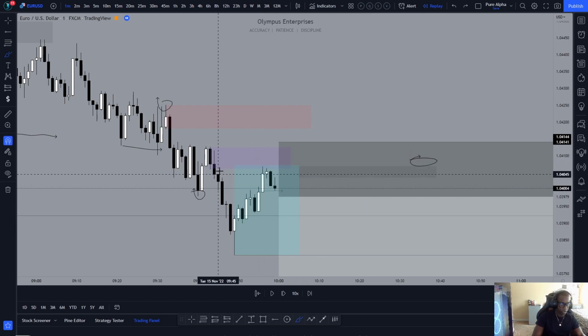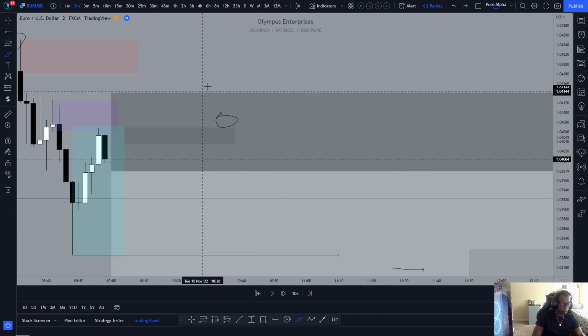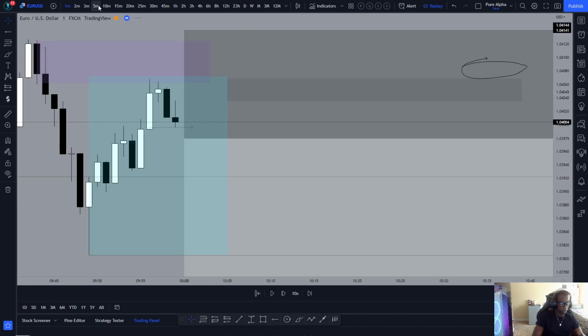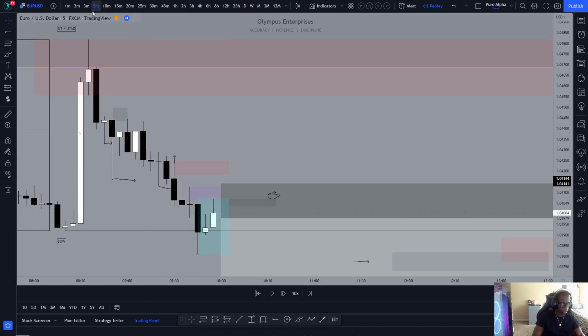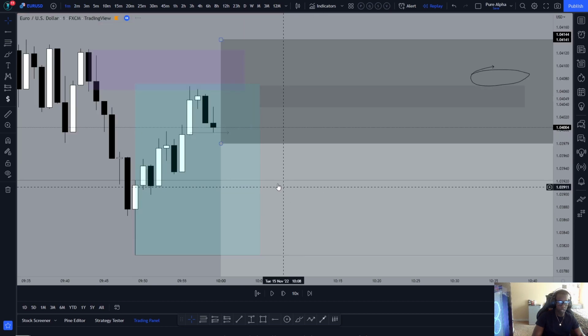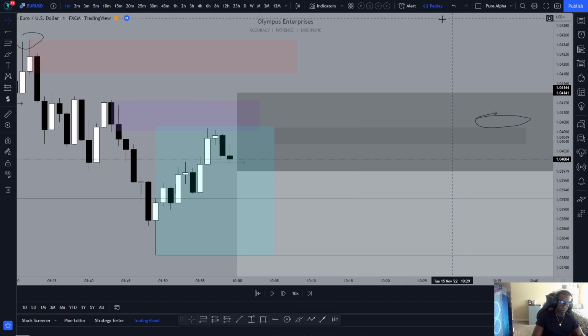So as price entered my level of supply over here, you can actually see it better on the 2-minute right over here, but I had this level of supply drawn nonetheless. Let's see what it looks like on the 3-minute as well. Okay, so I have this level of supply drawn out, and notice how price filled it, and then I started to look to get involved. I wanted to see price just form a reaction off of it.